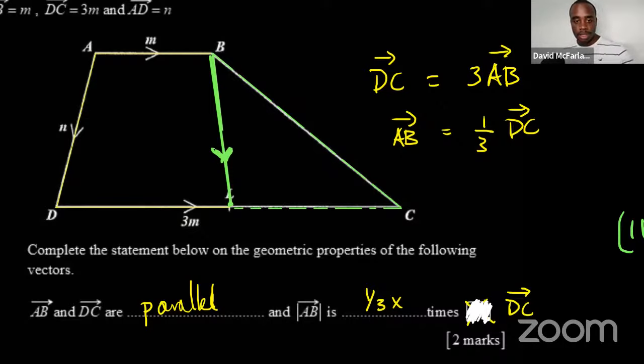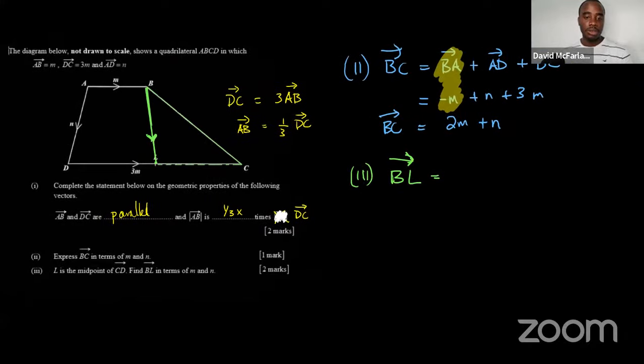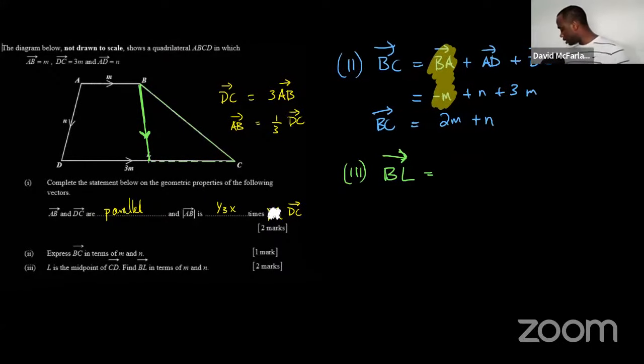So guess what I'm gonna do? Because I know BC already, and we can figure out CL, I'm not gonna go through the trouble of going through three of them. I'm just gonna pick two. So to go from B to L, we could do BC plus CL. Yes, we could do BC and then CL.